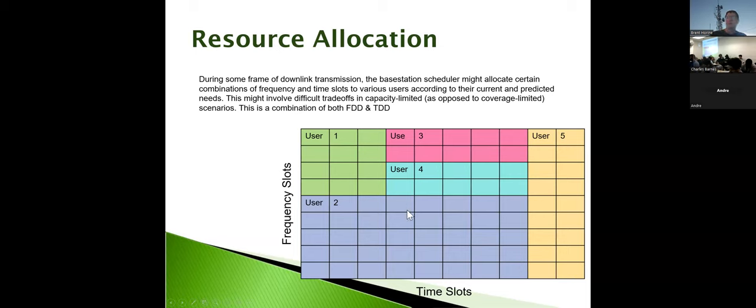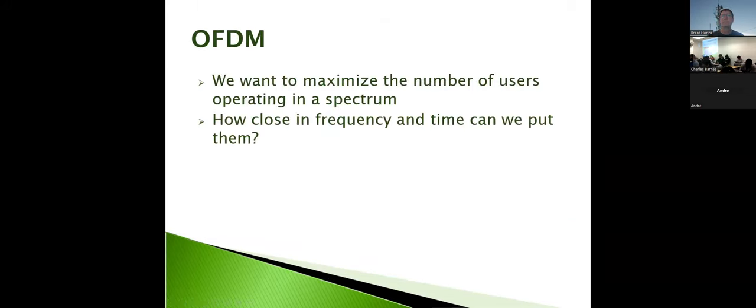All right. So that's still kind of a brute force, simplistic way. Now let's look at OFDM, which is a solution that handles this in a very elegant and somewhat optimal way, right? We want to maximize the number of users operating in a spectrum. So how close in frequency and in time can we put them?